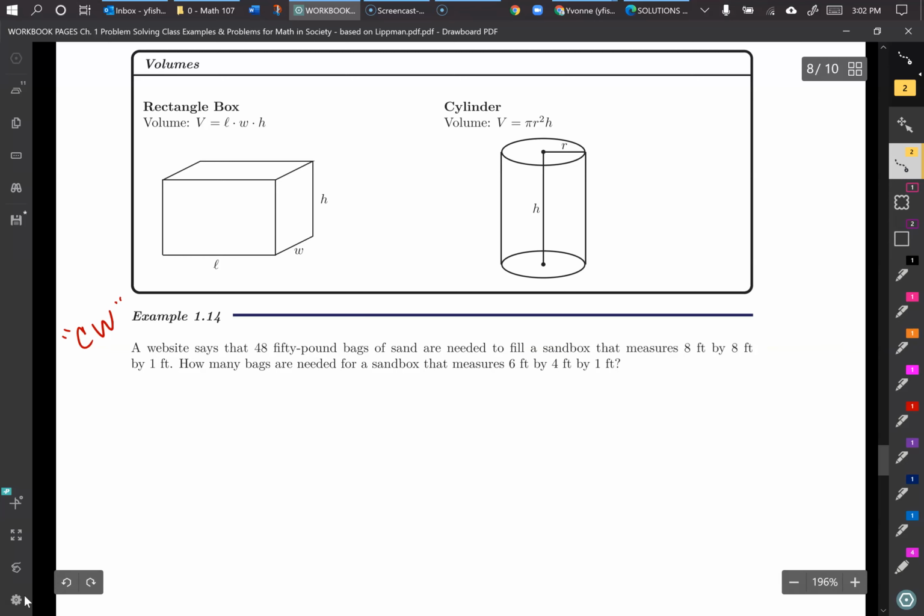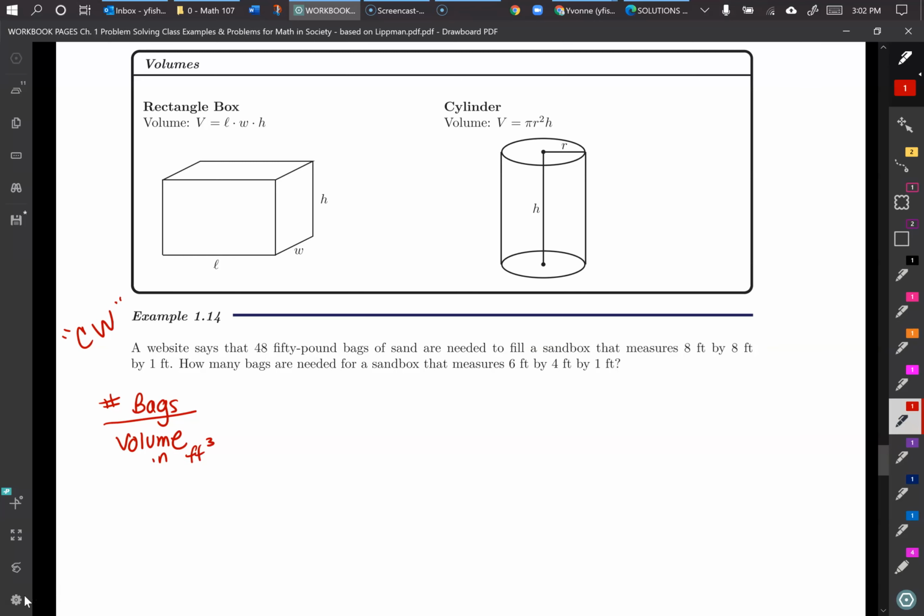So you want to set up the number of bags over your volume, it'll be in cubic feet. Okay, so that's how your proportion is going to set up. So go ahead and try that, and I'll write out the answer as well, and you can check back. You should get 18 bags is what the answer is.